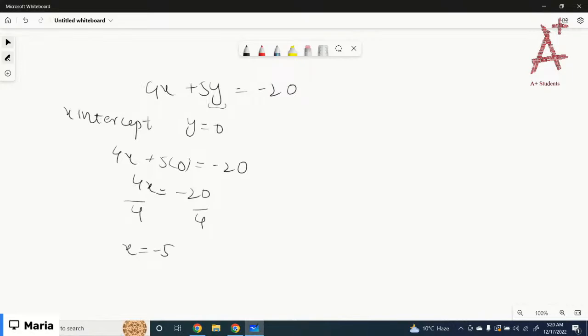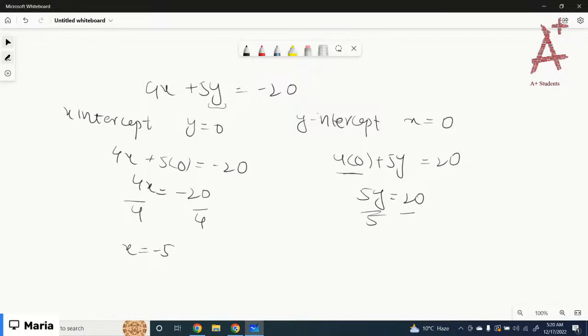Got it? So for the y-intercept, you always put x equals 0 in the equation. Got it? So it would be 4 times 0 plus 5y equals negative 20. Got it? So 4 times 0 is 0. It would be then 5y equals negative 20. So divide both sides of the equation by 5. So it would be then y equals negative 4.